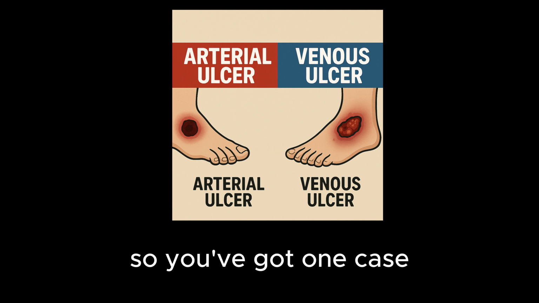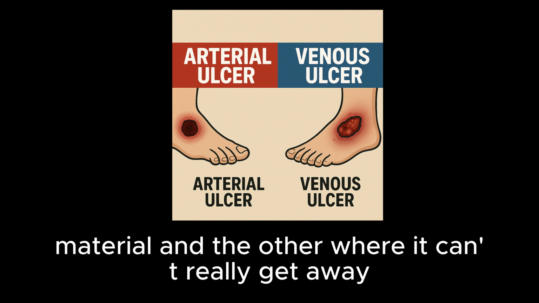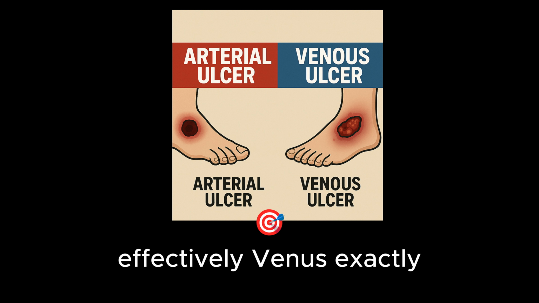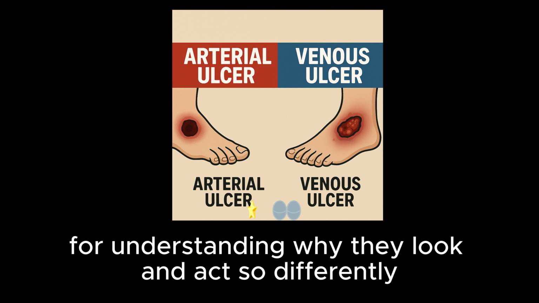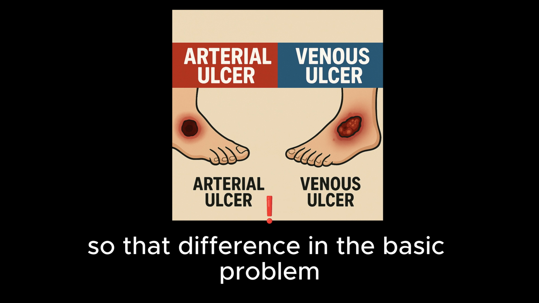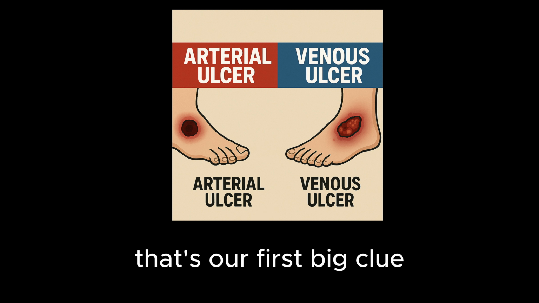So you've got one case where blood can't really get to the tissues effectively, arterial, and the other where it can't really get away effectively, venous. Exactly. That fundamental difference is really the bedrock for understanding why they look and act so differently. Got it. So that difference in the basic problem must affect where these things actually show up, right? Location. That's our first big clue.